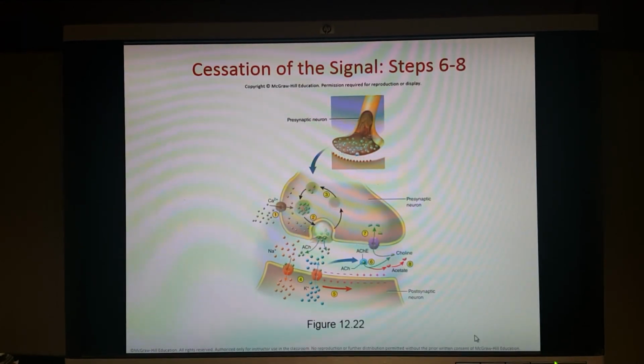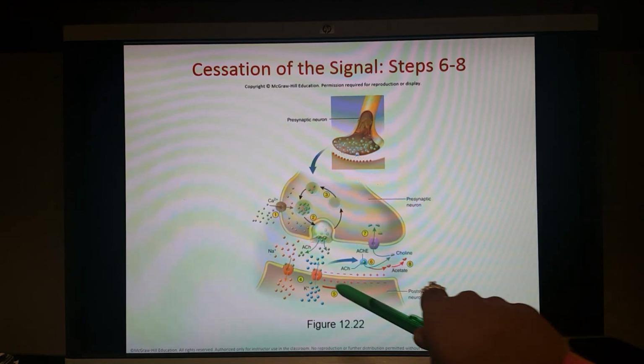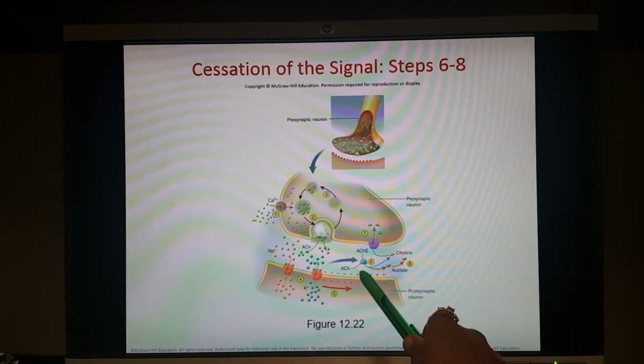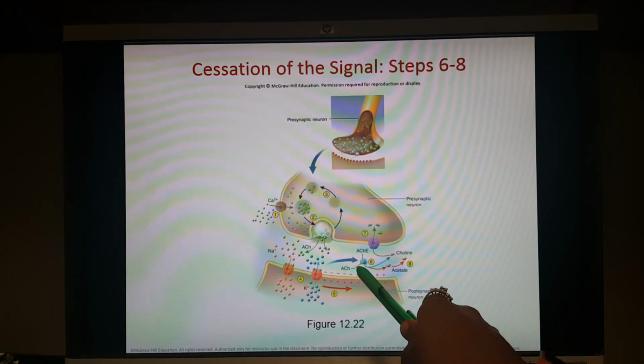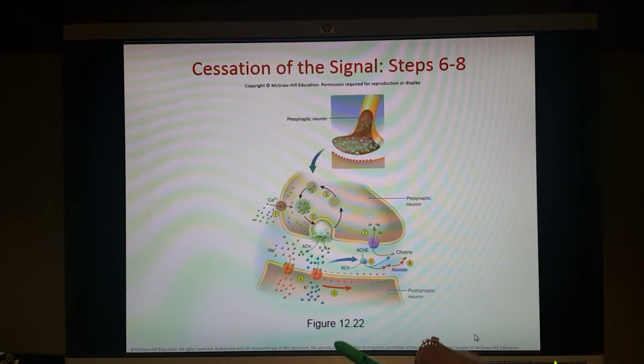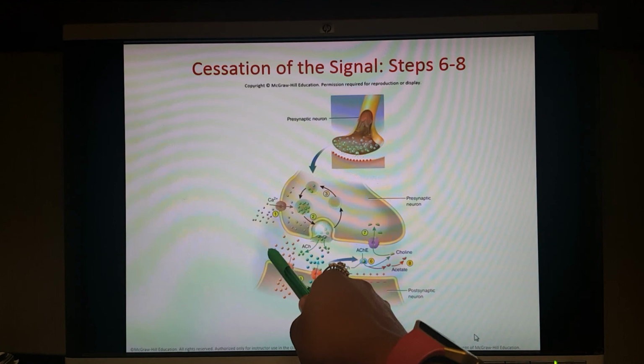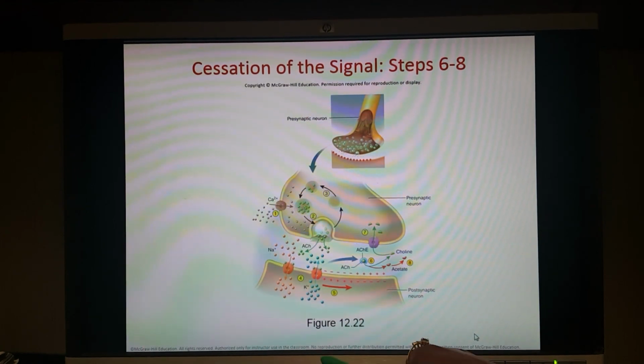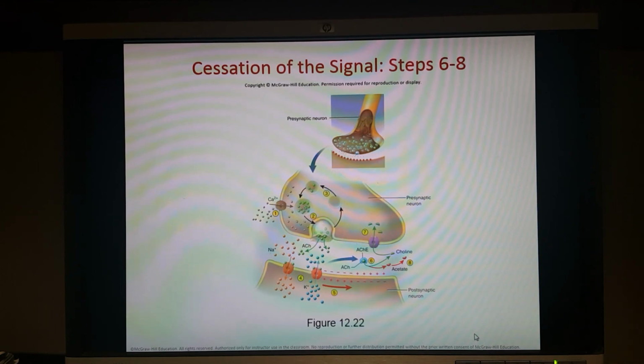So here's a little picture version of it. For example, acetylcholine being released, but then it's also broken down by acetylcholinesterase. So that stops the signal. Sometimes it can just diffuse away, and therefore you're not able to continue to have the signal continue to bind to that receptor.